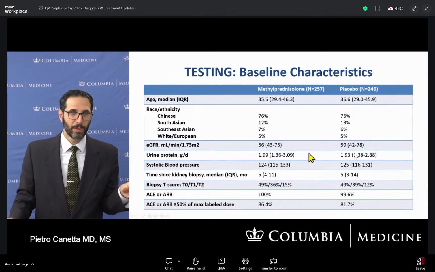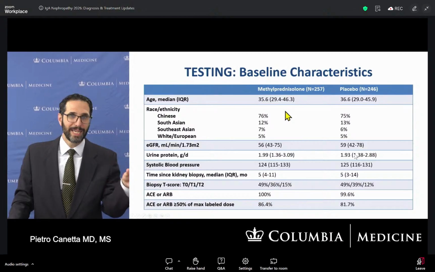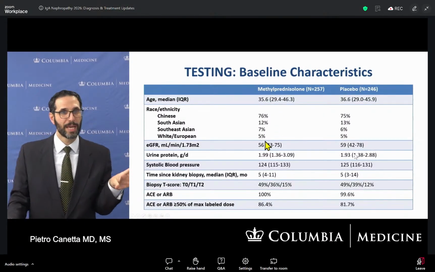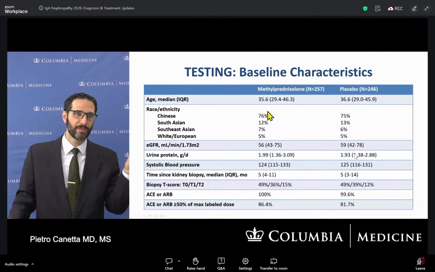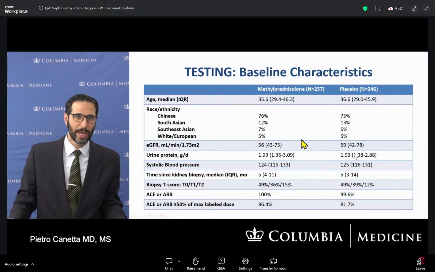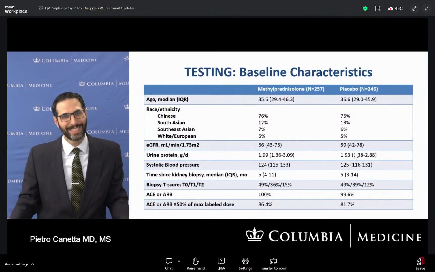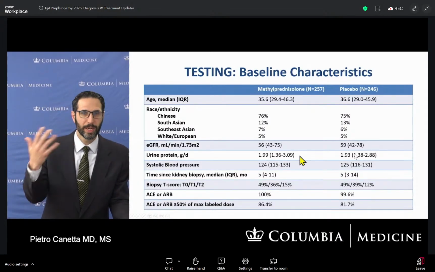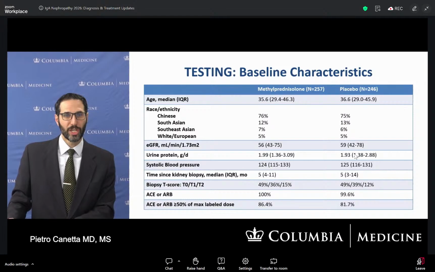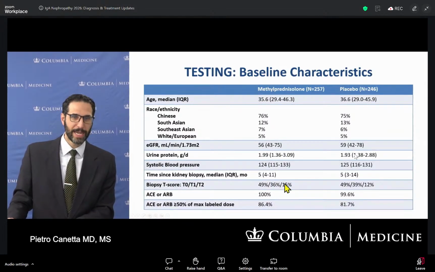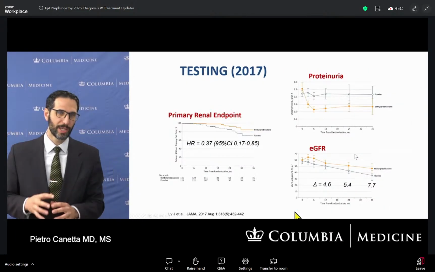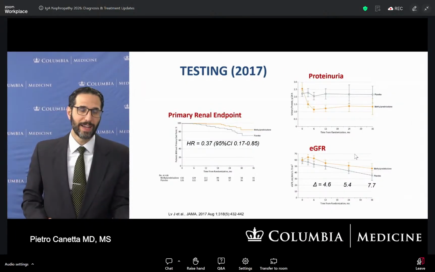Here, these are very typical patients with IgA nephropathy, median age in their mid-30s, mostly Asian, only 5% were white or European, but it was a mix of Chinese, some South Asian, and Southeast Asians as well. So it is an Asian-dominant population here. The GFR was pretty typical in the 50s with about 2 grams of protein. So clearly patients who at baseline we would expect to have progression, and blood pressure was well controlled, and not a lot of patients having a ton of scarring on the biopsy. So hopefully a population that is ripe for intervention.